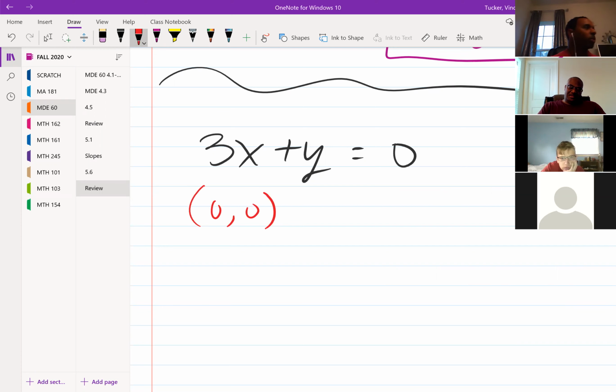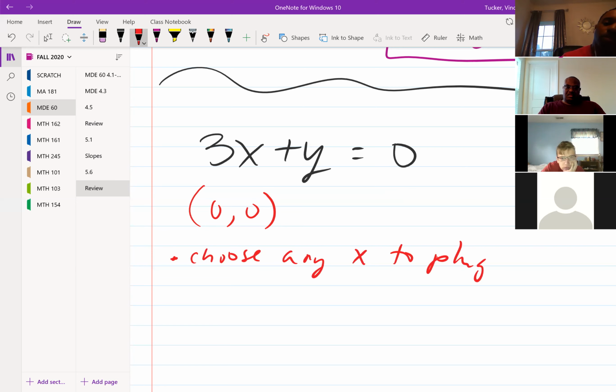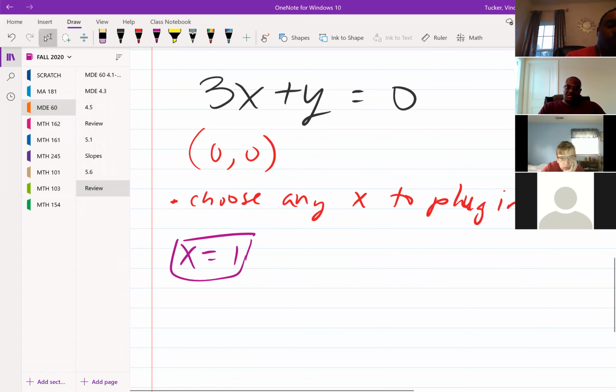So you have 1 point, but of course, in order to graph, you need at least 2 points. So what you would do is just choose any x to plug into your equation, and then find the corresponding y value. So if you decide to let x be equal to 1, then you will plug in 1.